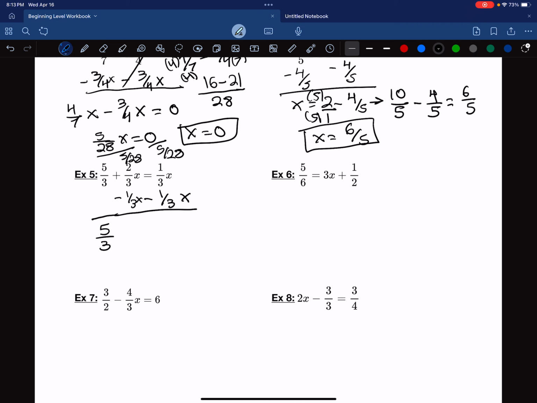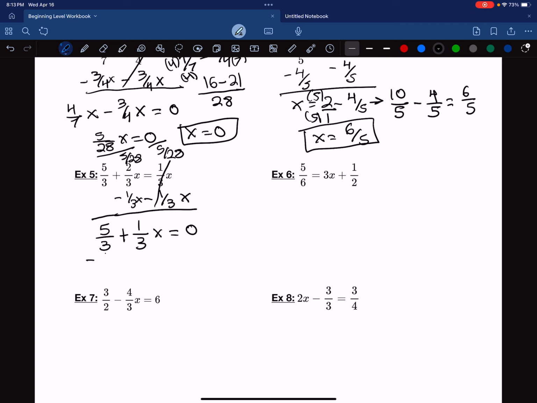And if you notice, this 2/3 and 1/3, they both have common denominators. So we can simply just subtract these two numbers. So 2 minus 1 is 1. So we get minus 1 over 3. Or sorry, plus 1 over 3 x. And we set that equal to 0.